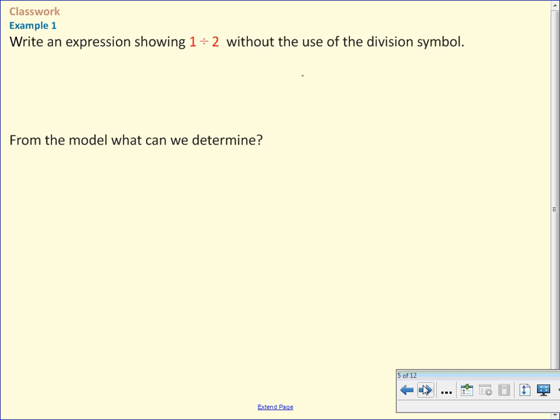What am I going to do with that? Well, 1 is what I have that I'm going to separate. So we're going to draw a model to show 1. Okay, that's my quantity. Is that my divisor or my dividend?